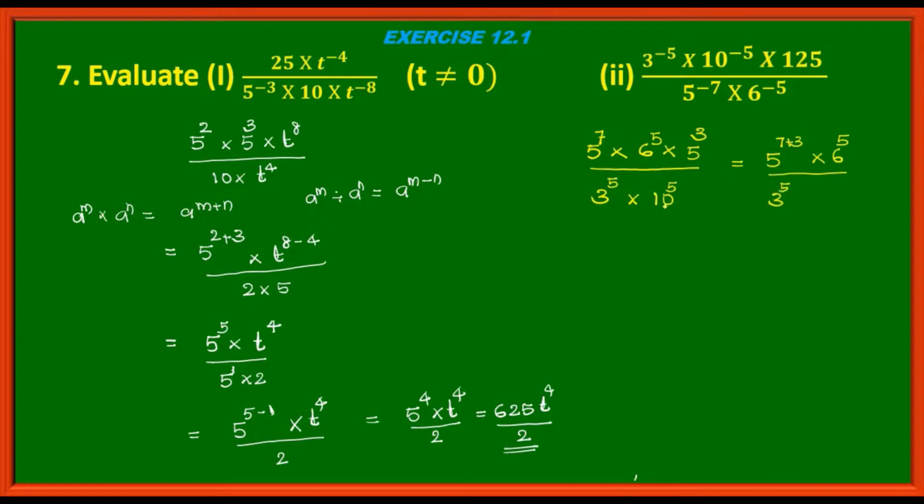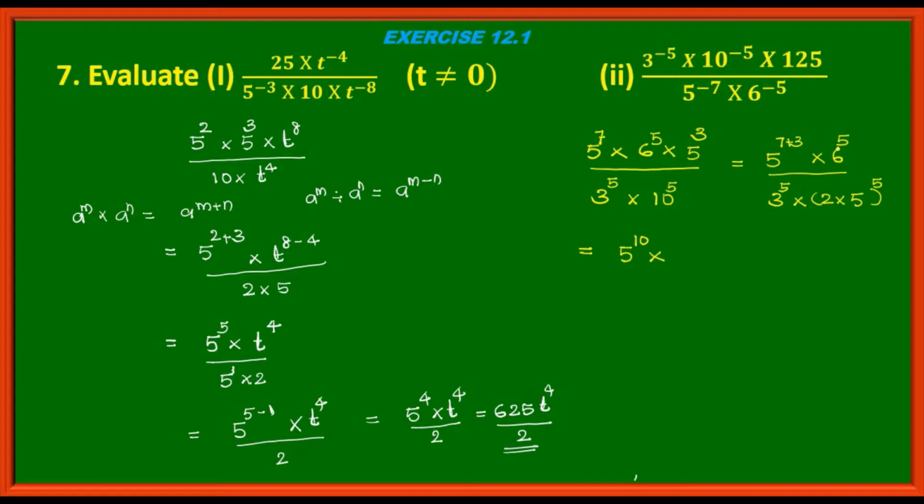3 raised to 5. This base 10 we can split as 2 into 5, 2 into 5 whole power 5. See here, the denominator 3 raised to 5 is the same, no change. This base 10 we split as 2 into 5, the product of 2 and 5. 2 into 5 whole raised to 5 is equal to 5 raised to 10, since 5 raised to 7 plus 3 comes to 10.